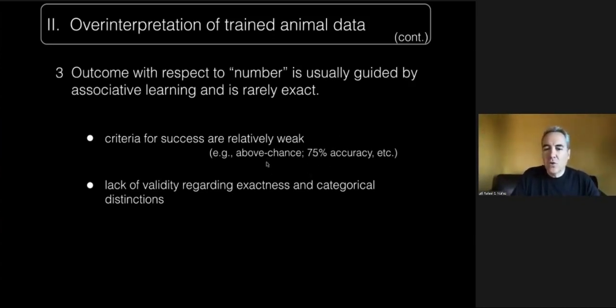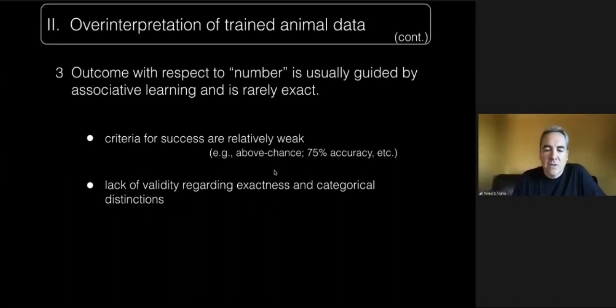These, of course, are very important, reliable results. All I'm saying here is that we should be very careful about taking them to stand for number as we know it. And I'm going to give a definition of number in a few minutes. Now, the other problem, of course, is that some of these generalizations lack validity regarding exactness, which is one of the properties of number.